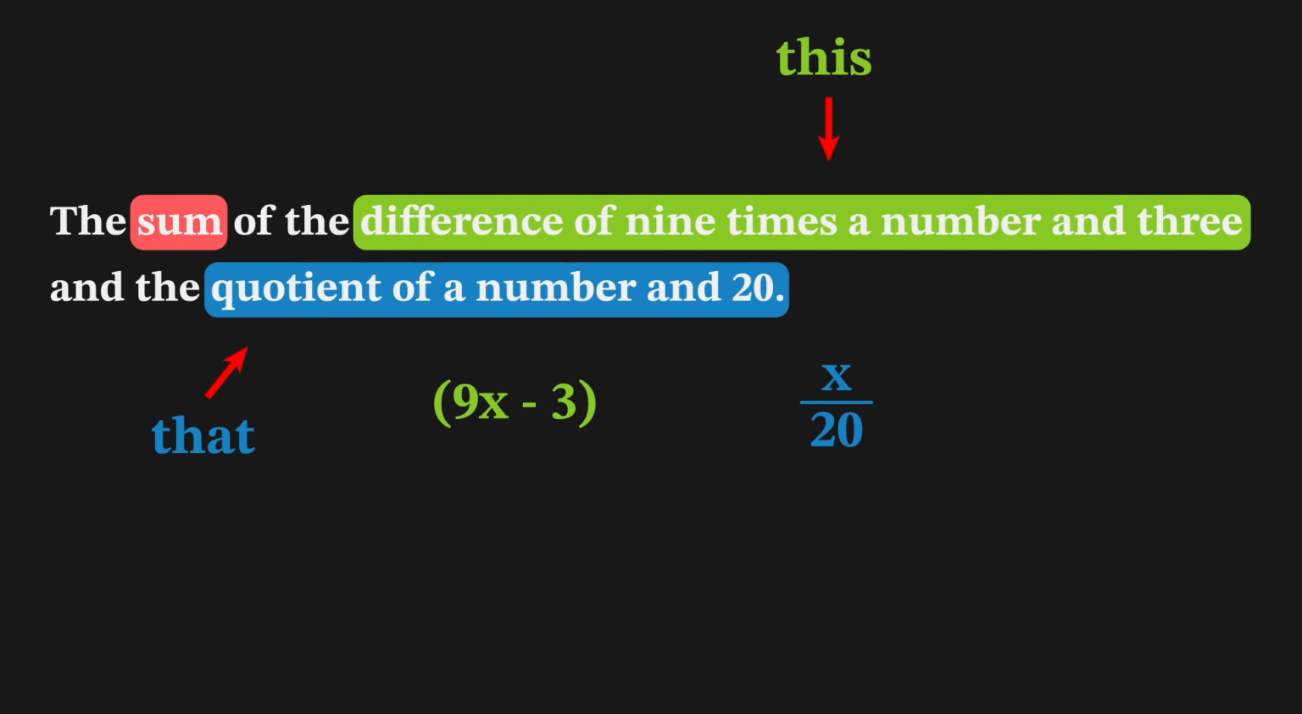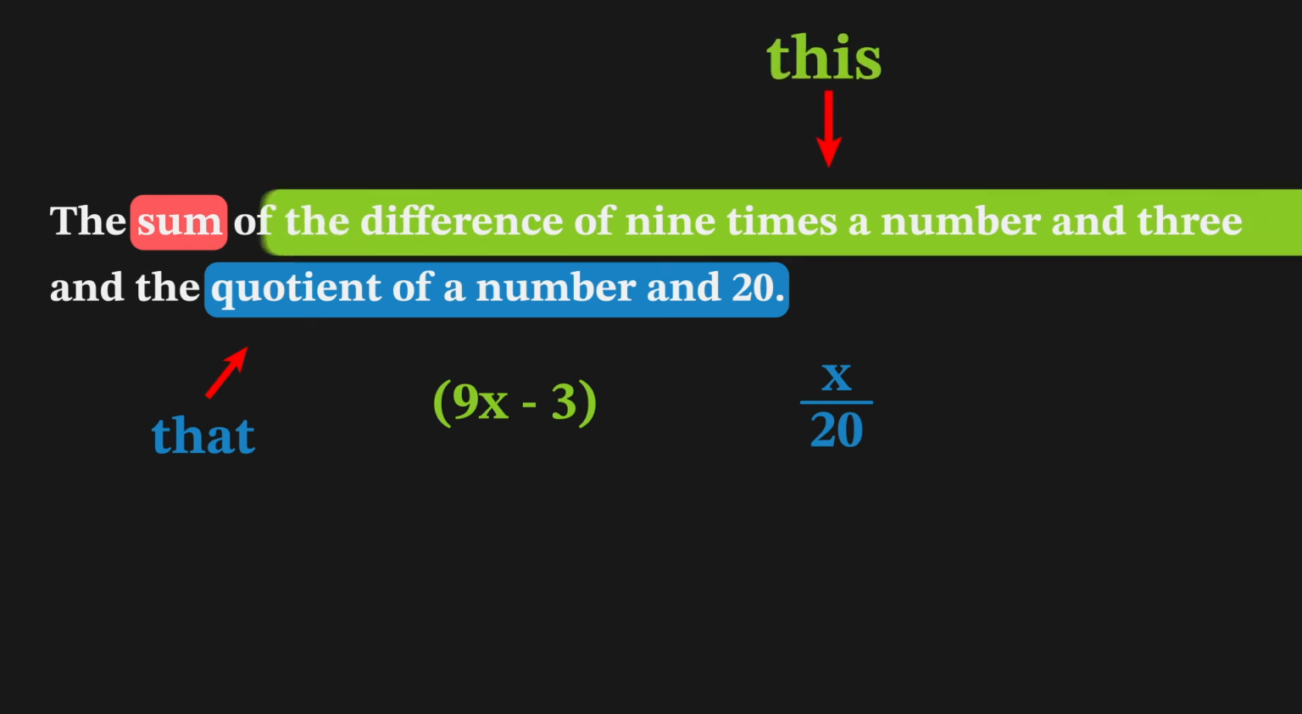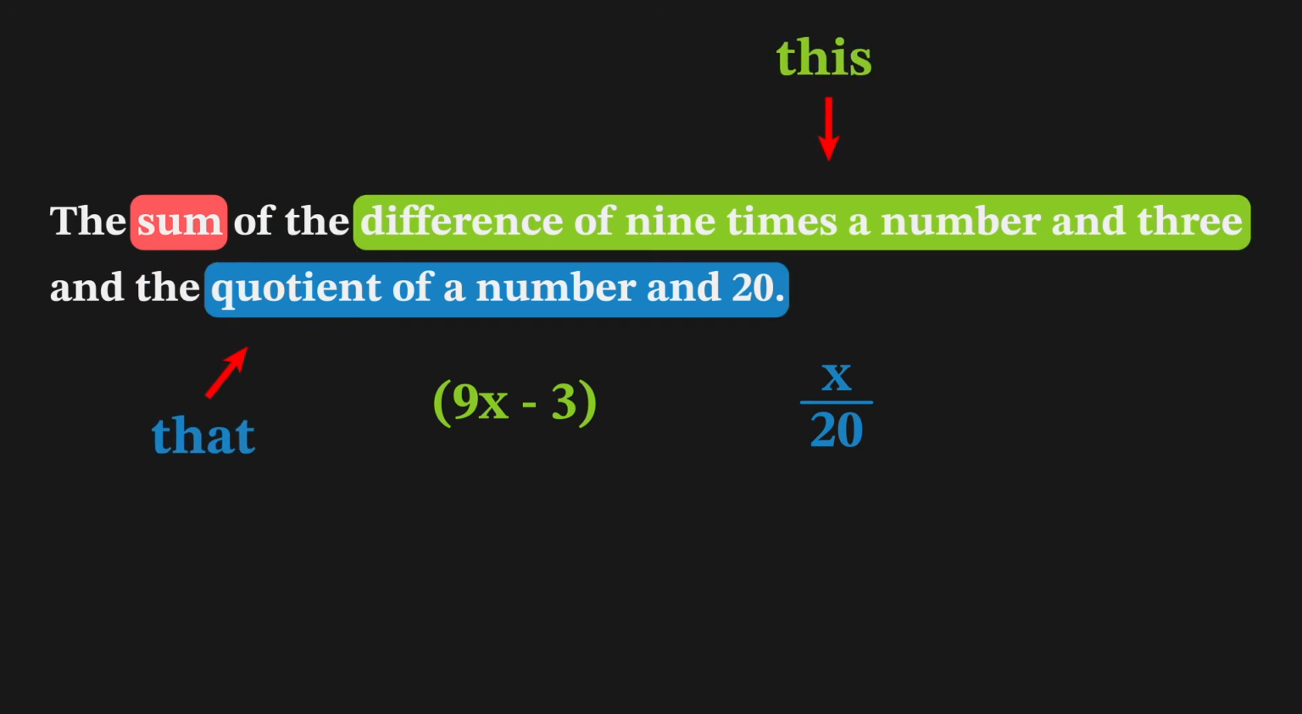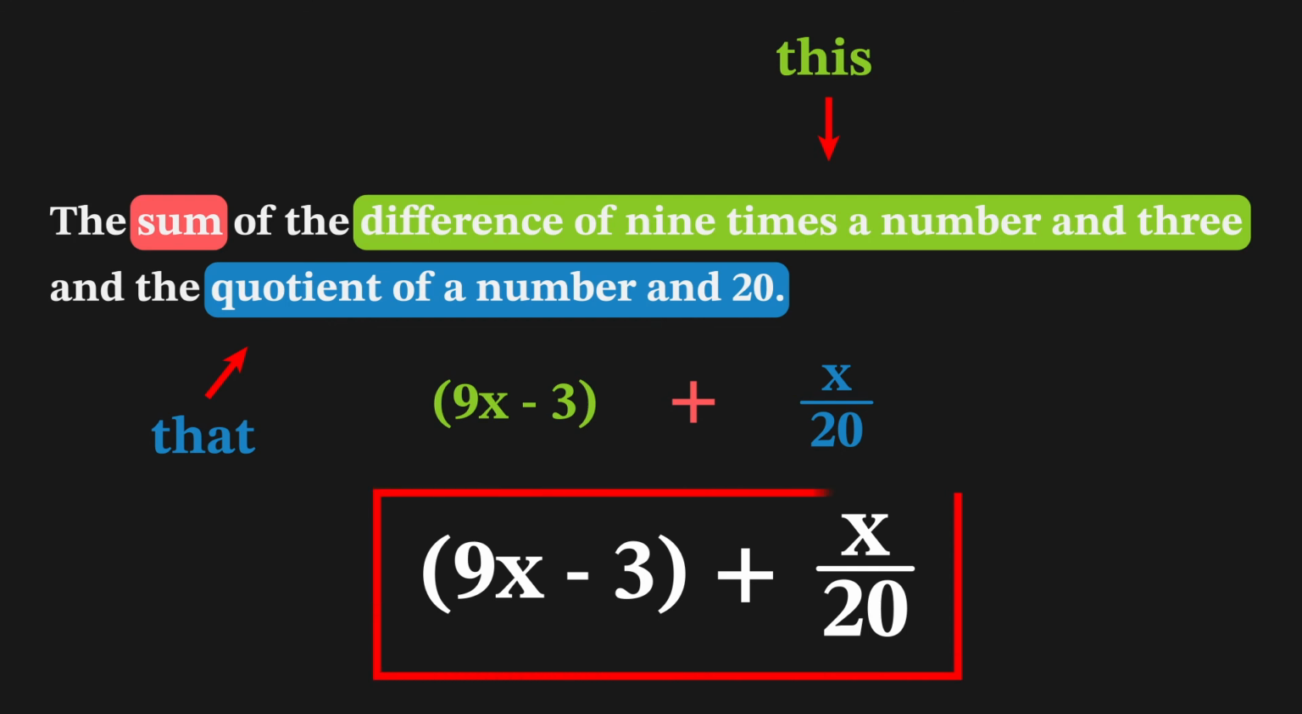Now let's bring it back to the beginning. We have the this and we have the that. So we're going to add them together because we're looking for the sum of this and that. So we end up with 9x minus 3 plus the that, which is x divided by 20.